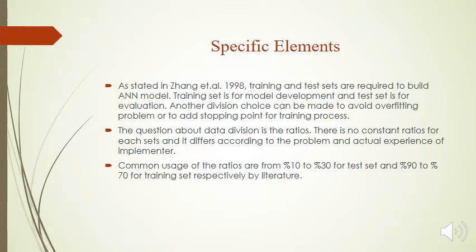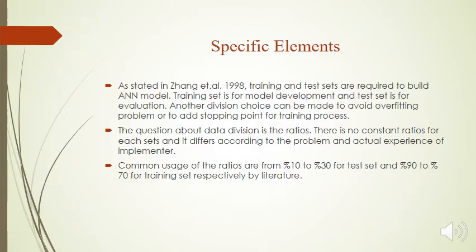As stated in Zhang et al. in 1998, training and test sets are required to build the artificial neural network model. The training set is for model development and the test set is for evaluation. Another division choice can be made to avoid the overfitting problem or to add a stopping point for the training process. And it can be called the validation set division.